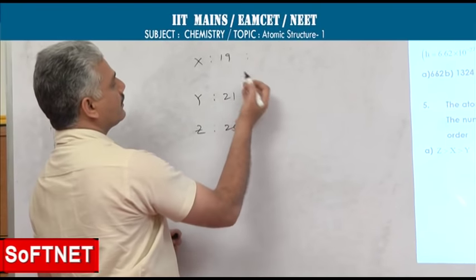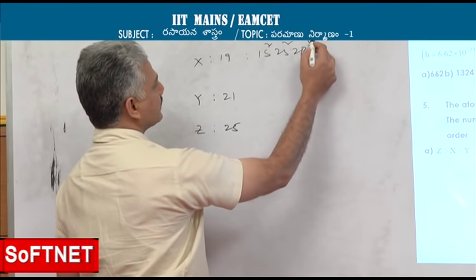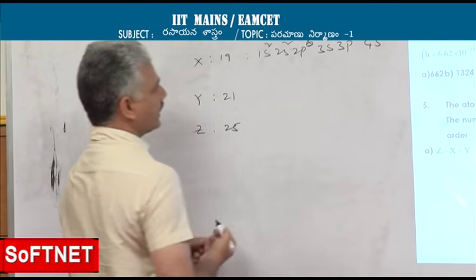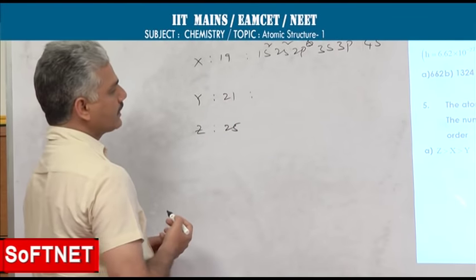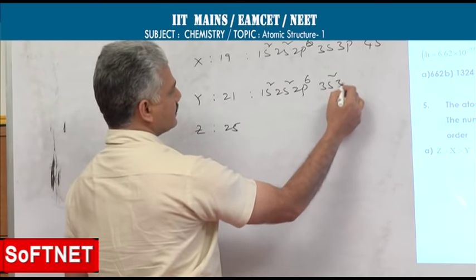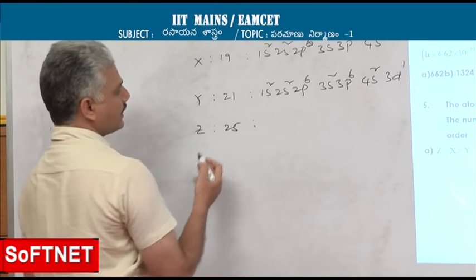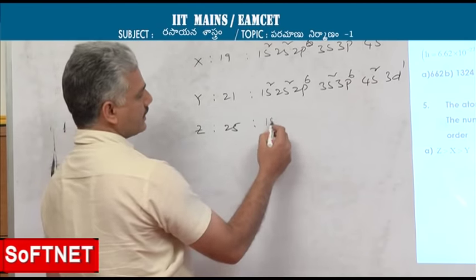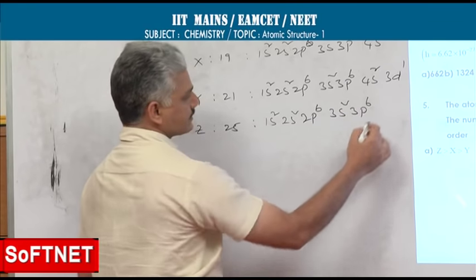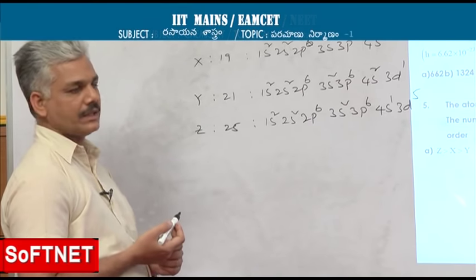So for an element with atomic number 19, the electronic configuration is 1s2, 2s2, 2p6, 3s2, 3p6, 4s1. For the element with atomic number 21, the electronic configuration is 1s2, 2s2, 2p6, 3s2, 3p6, 4s2, 3d1. And for the element with atomic number 25, the electronic configuration is 1s2, 2s2, 2p6, 3s2, 3p6, 4s1, 3d5. Now we have to count the number of electrons present in the M shell.